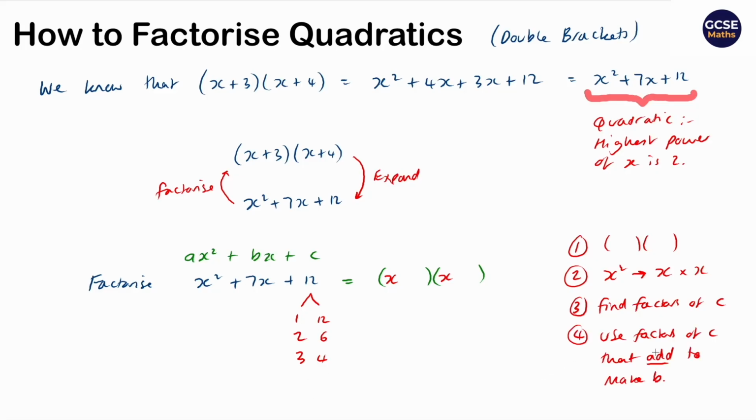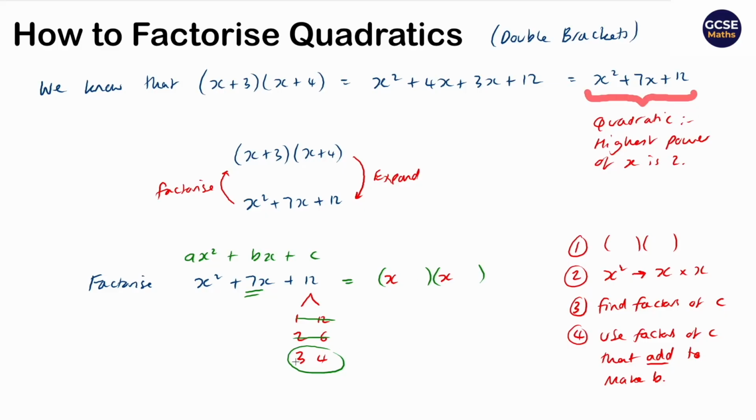Step 4 is we use the factors of c that add together to make b. So if we look at this, 1 add 12 is 13, so it's not that. We're looking for 7. 2 add 6 is 8, so it's not that. 3 add 4 is indeed 7, so we've got the factors of 12 that add together to make b, which is 7. And now we just place those into the brackets.